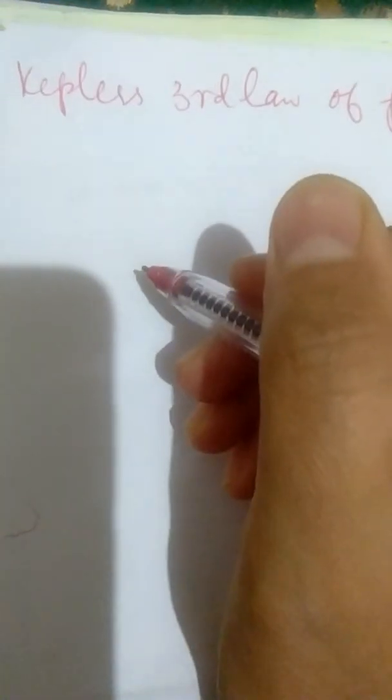Dear students, today we will talk about Kepler's third law of planetary motion. I have already introduced you to Kepler's first and second law of planetary motion. Today we are going to do the last, that is Kepler's third law of planetary motion.